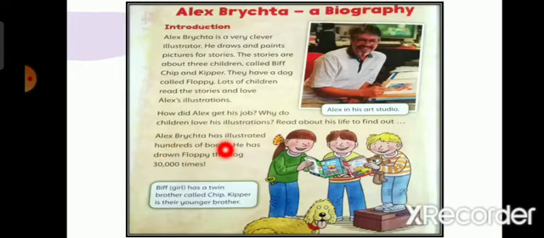Alex Brichta has illustrated hundreds of books. He has drawn Floppy the dog 30,000 times. Wow, it's amazing. Look here. This is Biff and Chip. Biff is a girl. She has a twin brother called Chip. Kipper is their younger brother and Floppy is their pet dog.